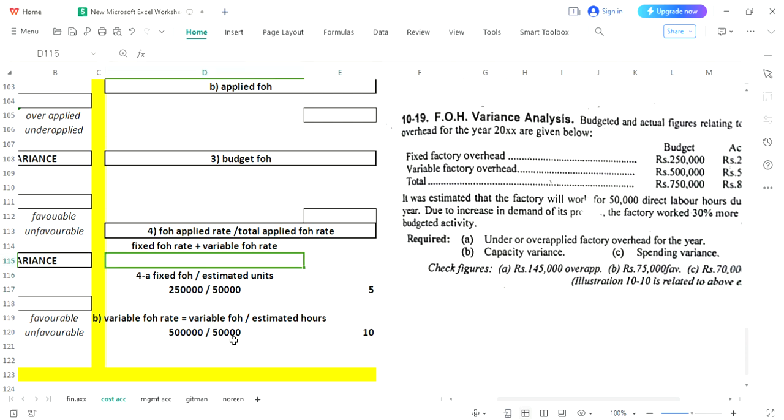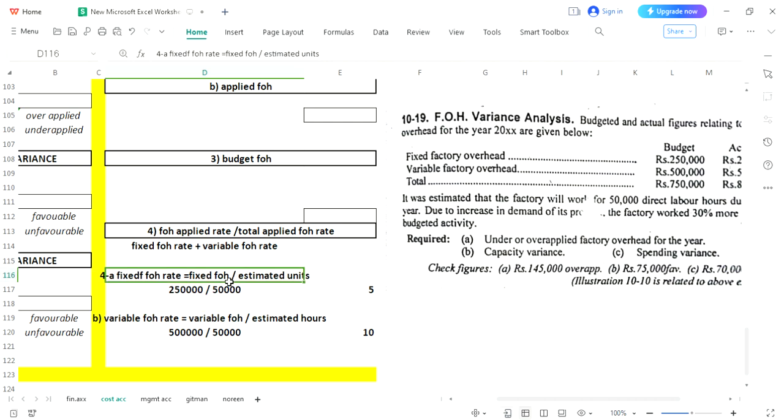And now we will be able to calculate our fourth step. We have seen 4A and 4B, and when you sum up these 4A and 4B, you will get the fourth part, that is FH applied rate. How do you calculate FH applied rate? By adding fixed FH rate and variable FH rate. Here it should be written fixed FH rate. Okay, so let's write over here. It is fixed FH rate, and how would it arrive? By dividing fixed FH by estimated hours.